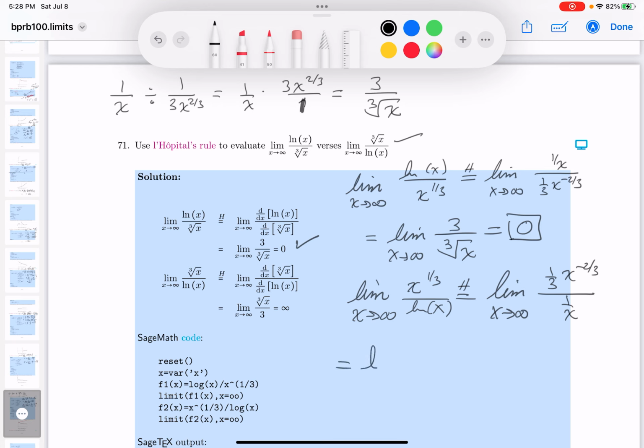It's going to be limit as x goes to infinity. Basically the reciprocal of the other guy, right? So it's going to be cube root of x over 3. What does that give me? Infinity. We're done. Thank you.